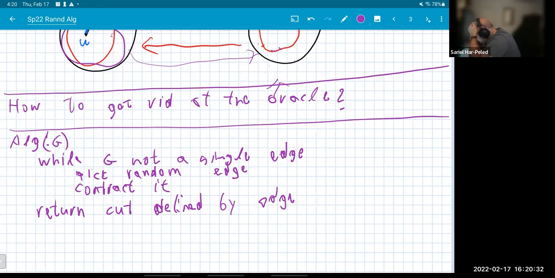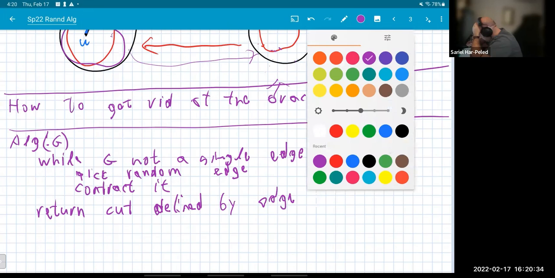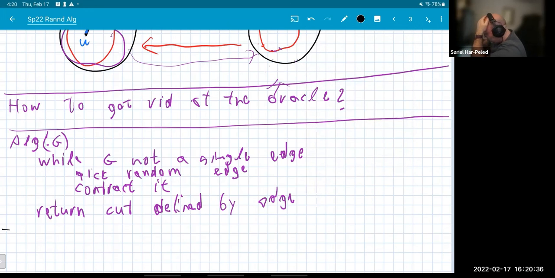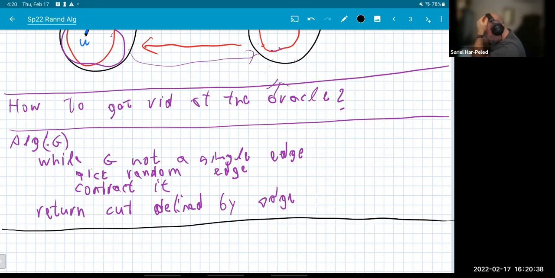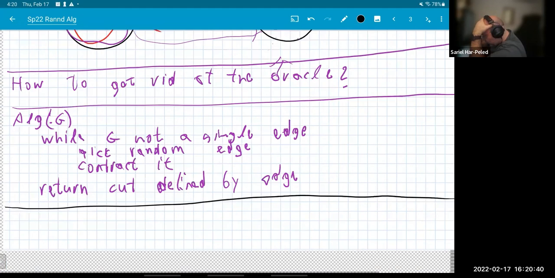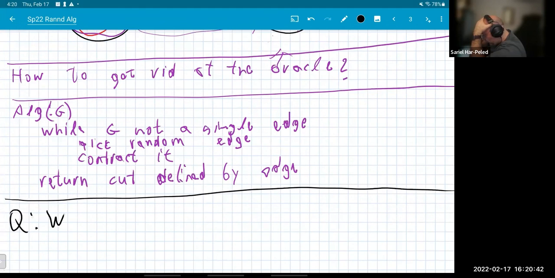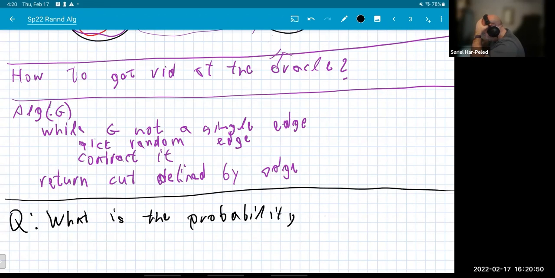And of course, this looks like a criminal algorithm that should have no reason whatsoever to succeed. So the big question is, what is the probability the algorithm returns a min cut?